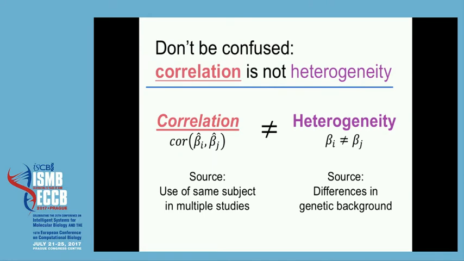You shouldn't confuse correlation and heterogeneity. Correlation refers to the correlation of statistics, which is the observed statistic between studies, and the source of the correlation is the use of the same subjects in multiple studies. By contrast, heterogeneity refers to the differences in the true effect size between studies, and the source of the heterogeneity is differences in the true genetic backgrounds.